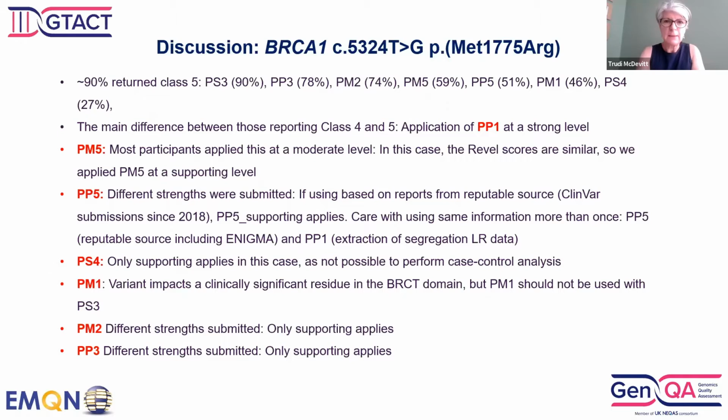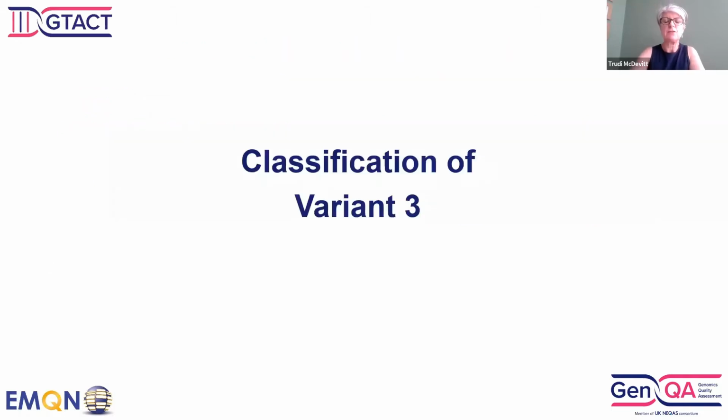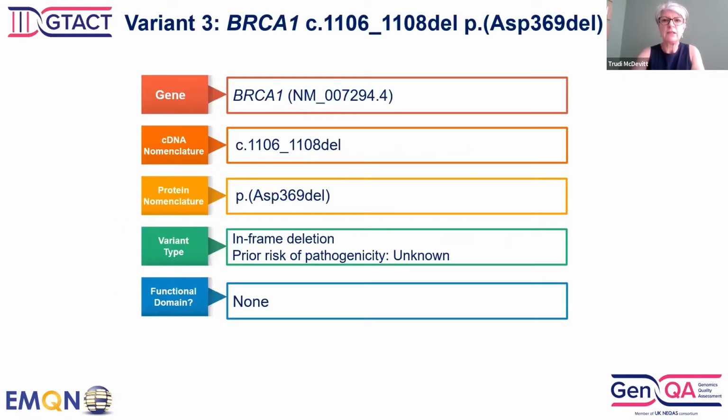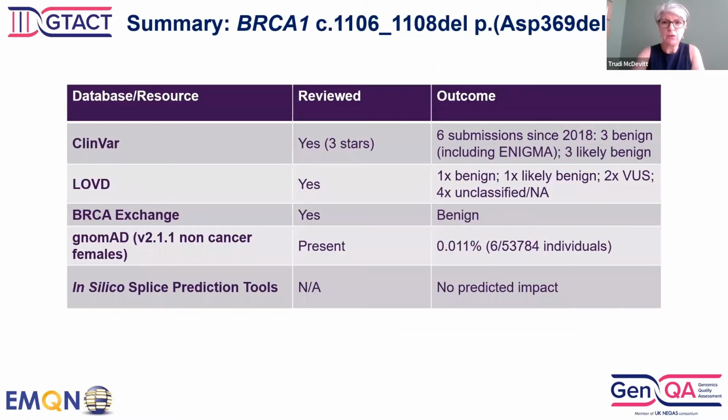So next slide, please. So classification of variant 3, next slide, please. So this variant was at the opposite end of the spectrum. It's an in-frame deletion, and the prior risk of pathogenicity is unknown. Next slide, please. Multiple reports on ClinVar of benignity since 2018, and a 3-star rating because ENIGMA also classified it as benign.